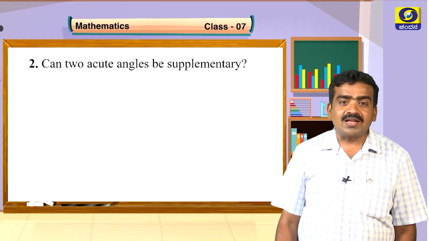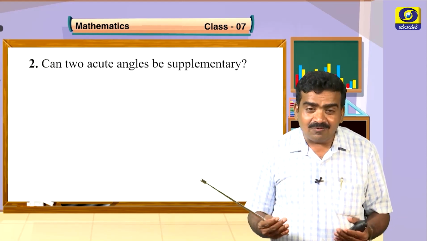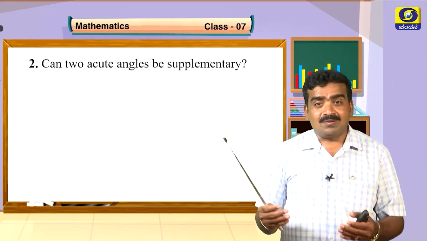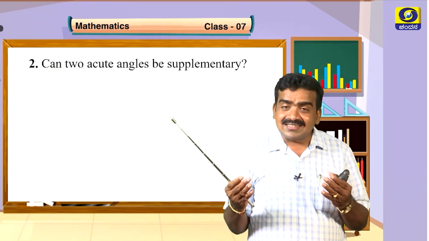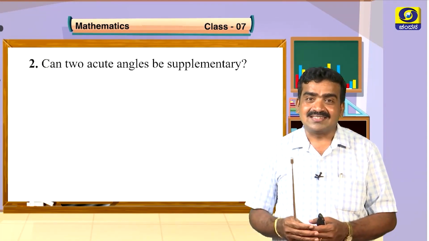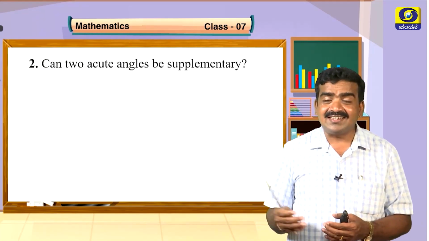Can two acute angle be supplementary? So we have to recall the meaning of acute angle along with the supplementary angle. Acute angle means if the measure of two angle is less than 90 degree, then they are called as acute angles. The measurement should be greater than 0 degree and less than 90 degree.